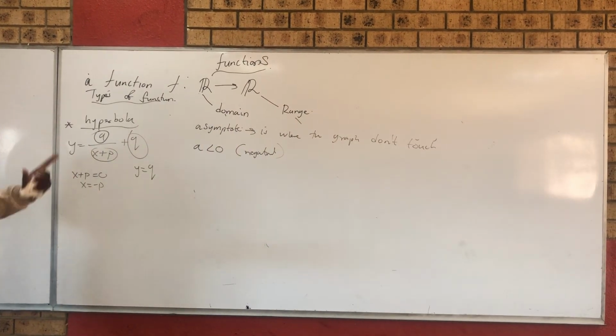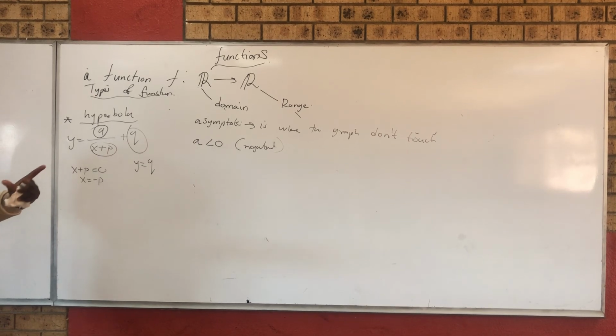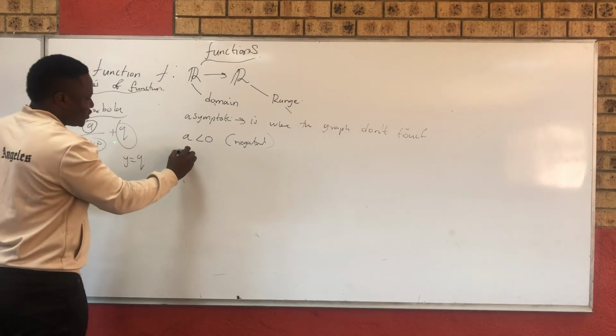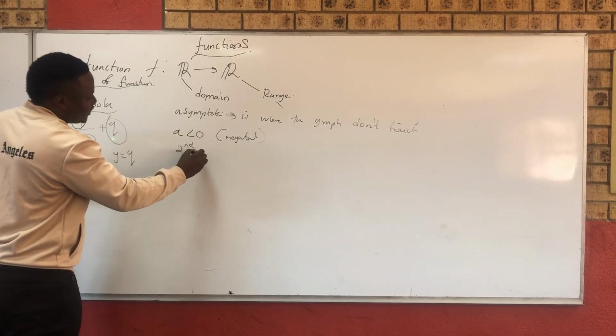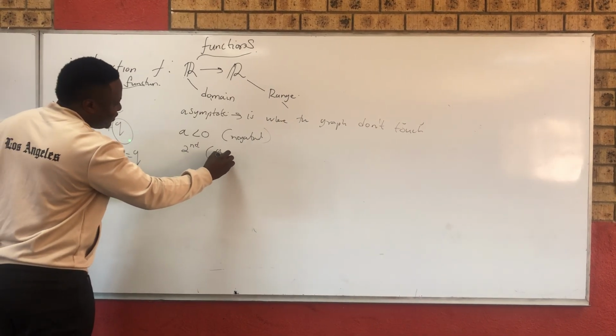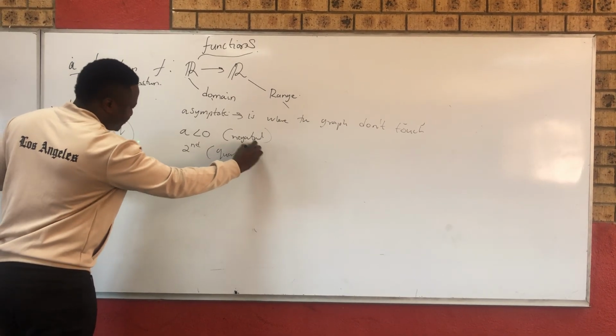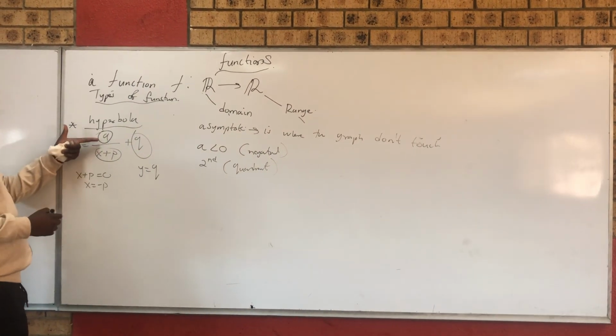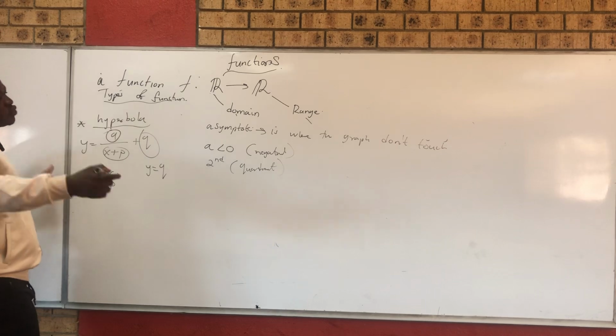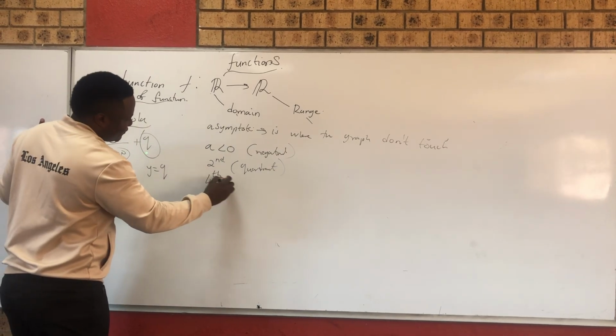This graph, as long as a is negative, is going to be found where? It is going to be found in the second quadrant, and also in the fourth quadrant.